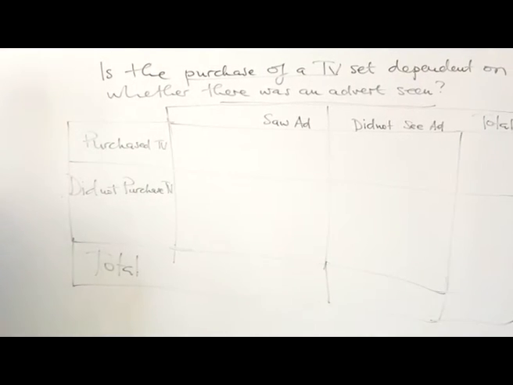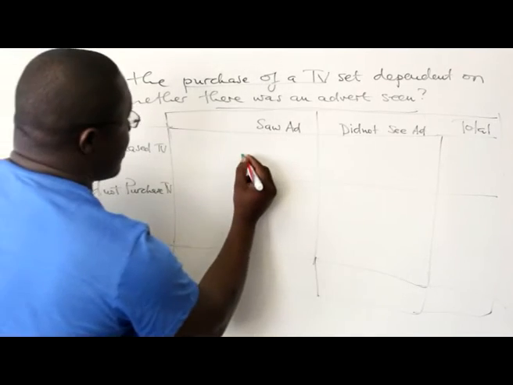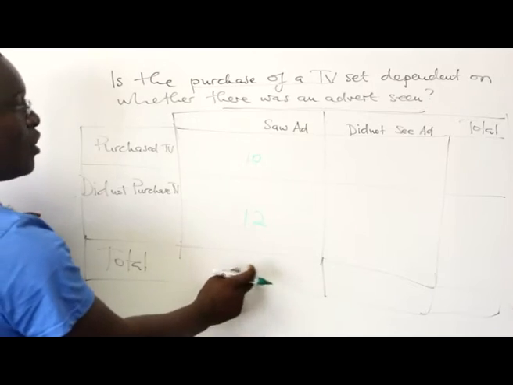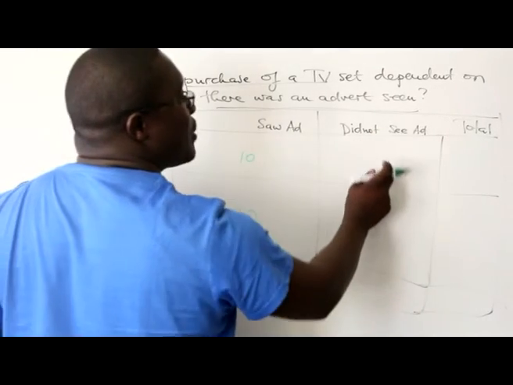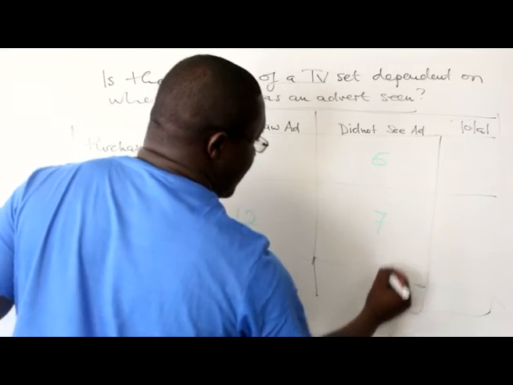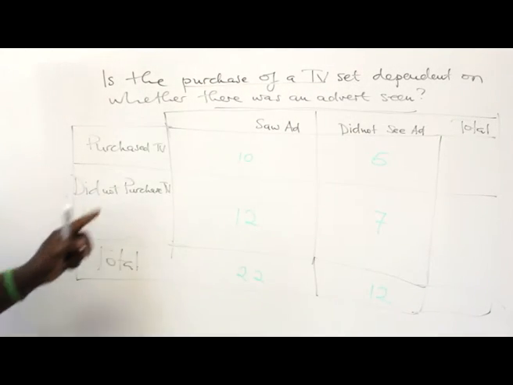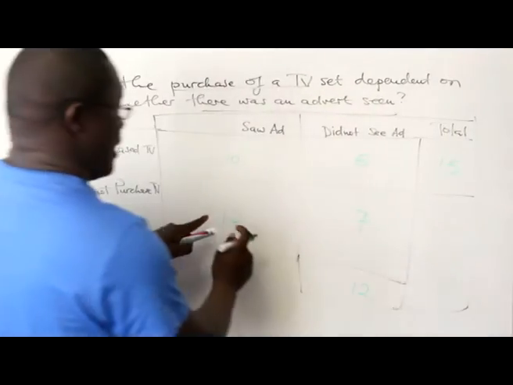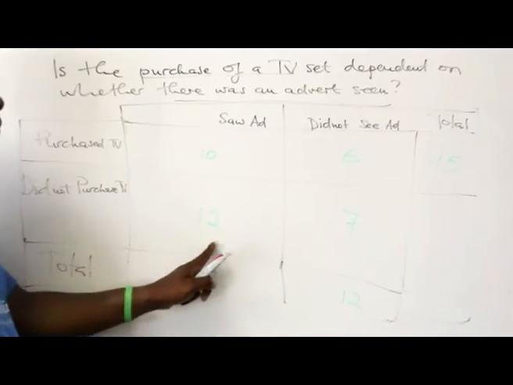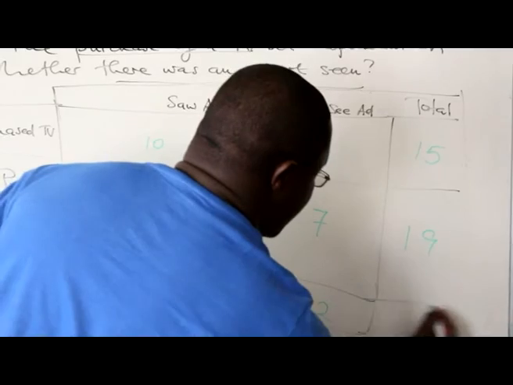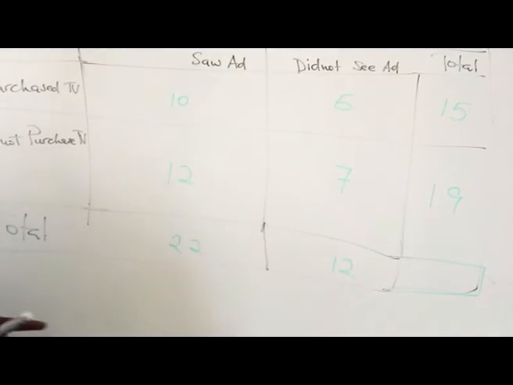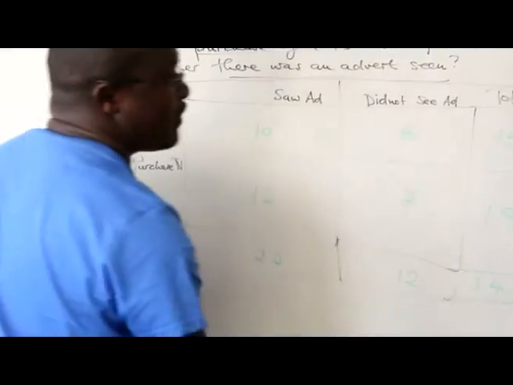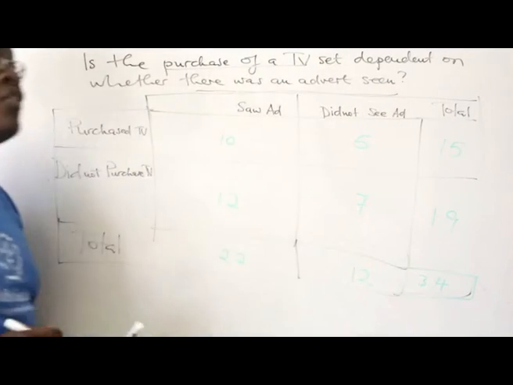Now, let's assume that this was 10, this was 12, so it means that the total of those who saw the advert would be 22. And then those who did not see, let's say 5, 7, so this would be 12. The number of people who bought a TV would be 15, and the number of people who did not buy a TV would be 19. So our grand total in this case would be 34, right? 22 plus 12 will give you 34. 15 plus 19 will also give you 34.